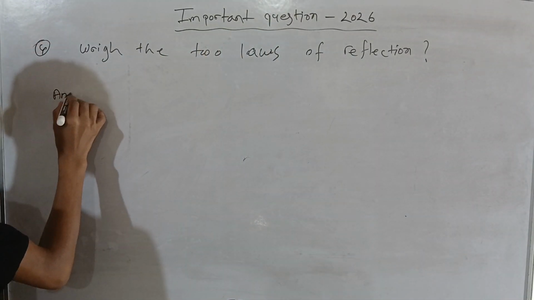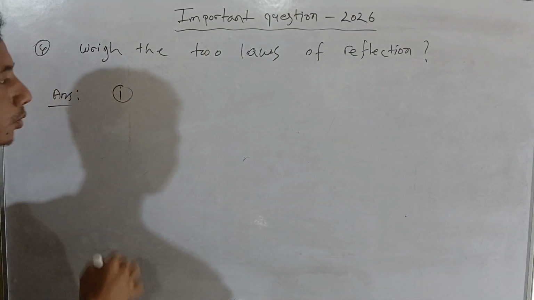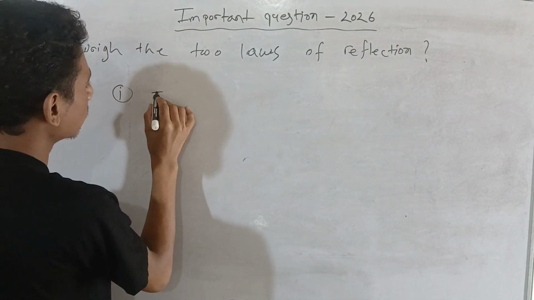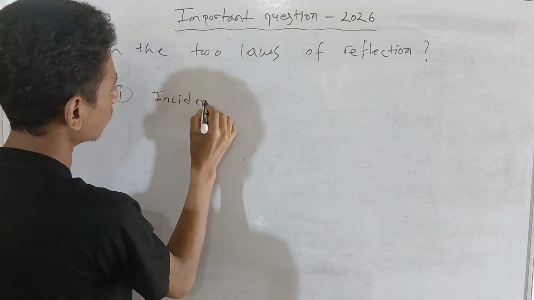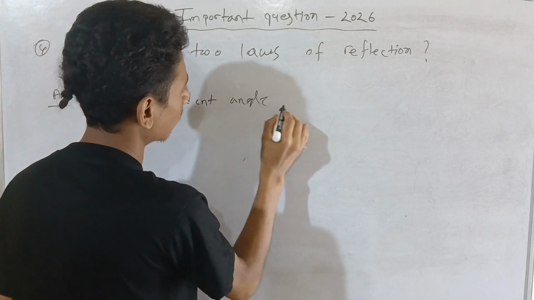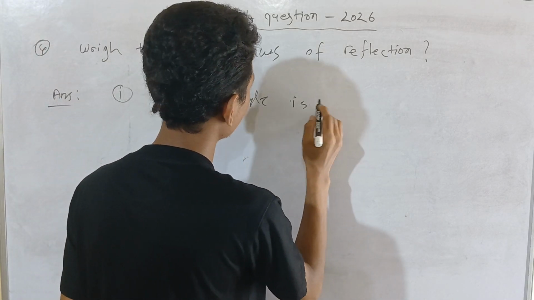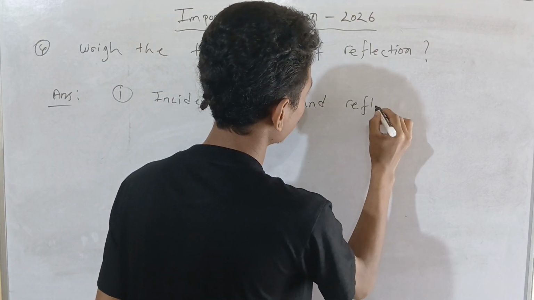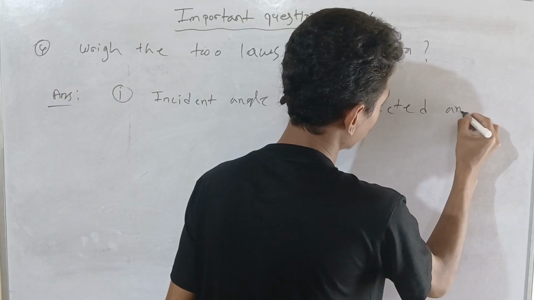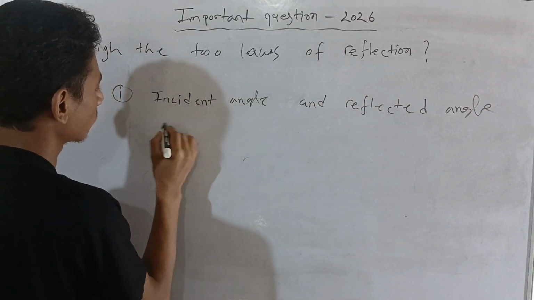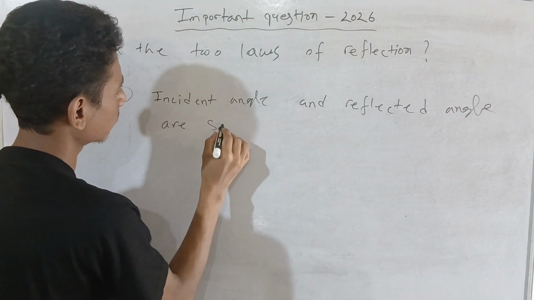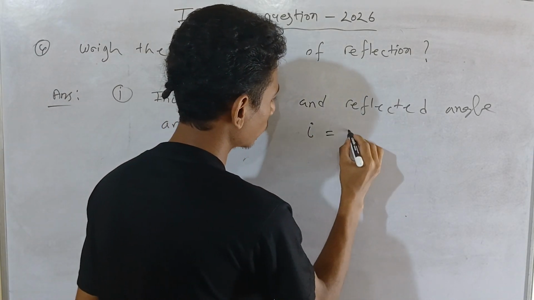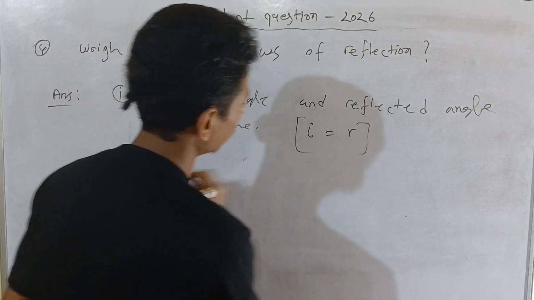So the answer: there are only 2 laws of reflection. The first law is that the incident angle and the reflected angle are the same. Okay, this is the first law. First law: incident angle is equal to reflected angle.